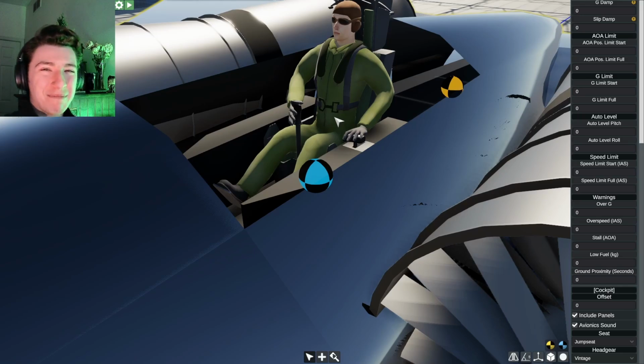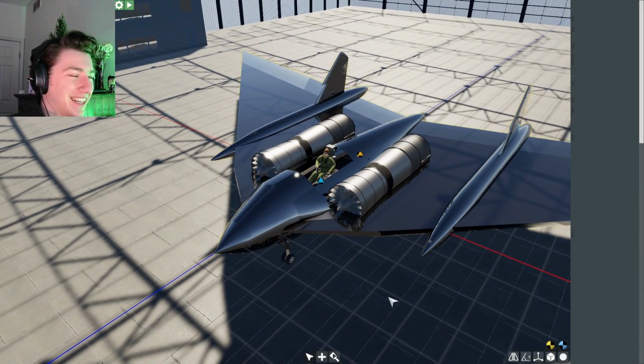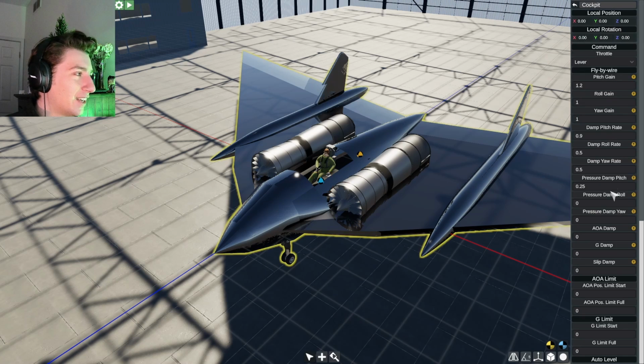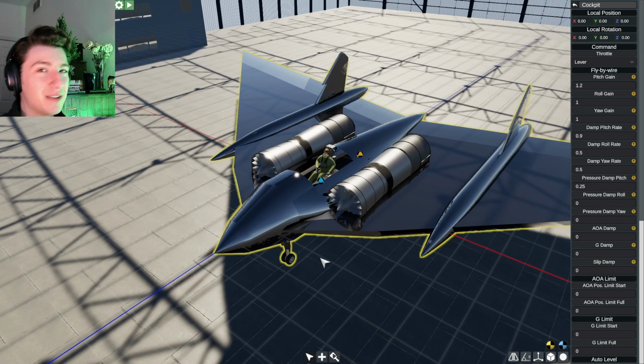Nice. Even better. Oh, lovely. Okay, so let's do a baseline test here. I am going to remove all these fly-by-wire values, and we're going to fly this thing. And you guys will see why it's such a bad idea to fly something like this without a fly-by-wire system.